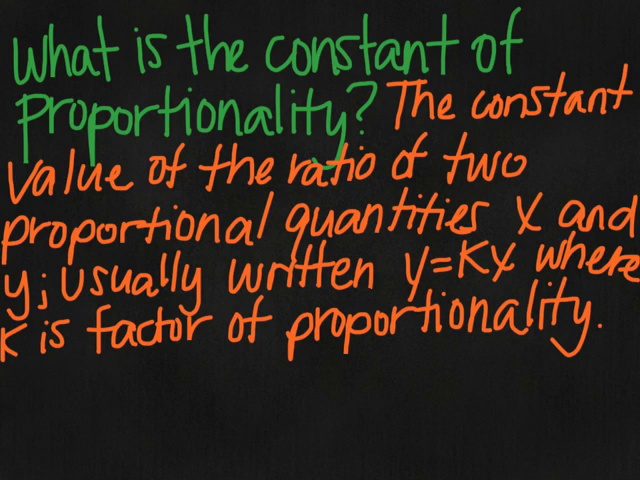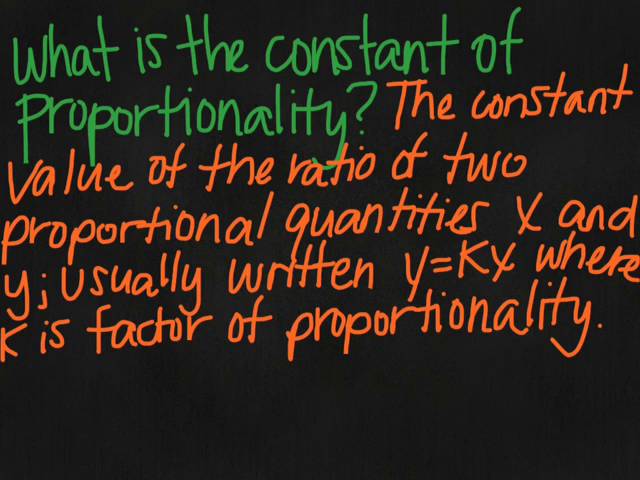Right, so our big question for today is, what is the constant of proportionality? What does that word mean? Here is the fancy definition. The constant value of the ratio of two proportional quantities x and y, usually written y equals kx, where k is the factor of proportionality.